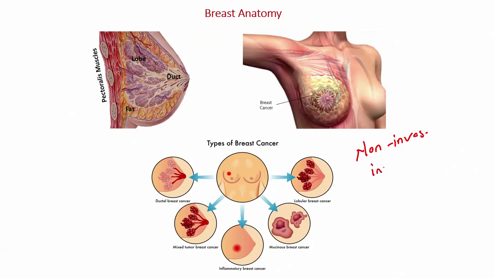Second is called invasive. What is invasive and what is non-invasive? When there is a tumor and the cells come out of the tumor and move to other parts of the body through lymph nodes.